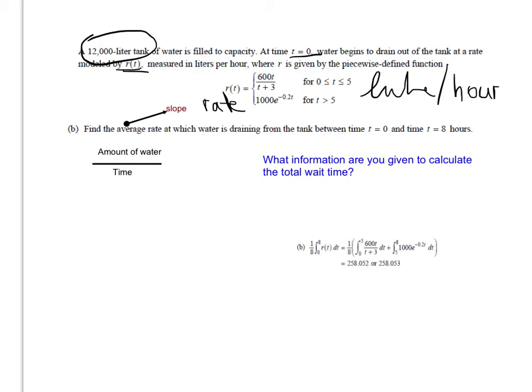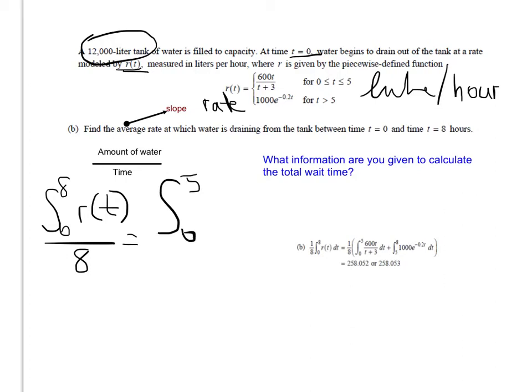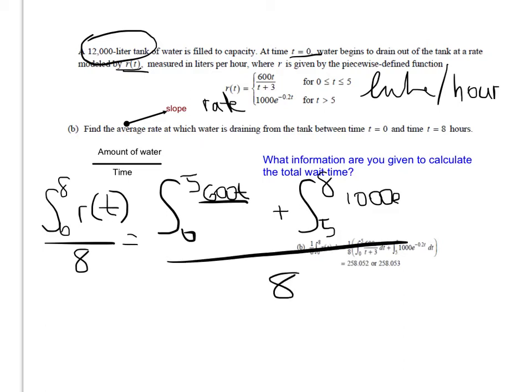Now again, I'm given the rate. I'm not given the original function. So since I'm given the rate, I need to take the integral from 0 to 8 of R of t all over 8. Now since it's piecewise, we must divide it up into two pieces. From 0 to 5 of that function, you finish the blanks, plus from 5 to 8 of that function, you finish the blanks, all over 8. Okay, great. I hope you're getting this.